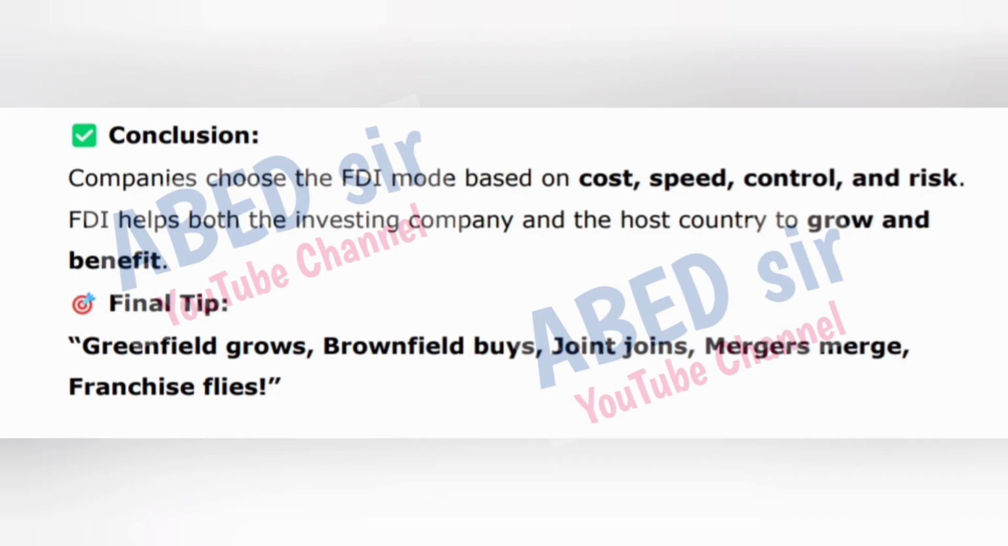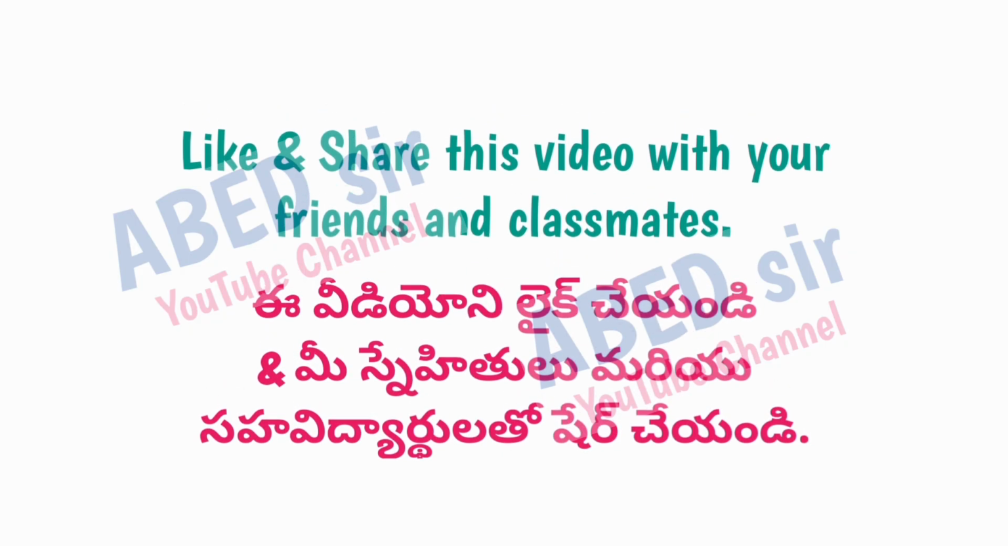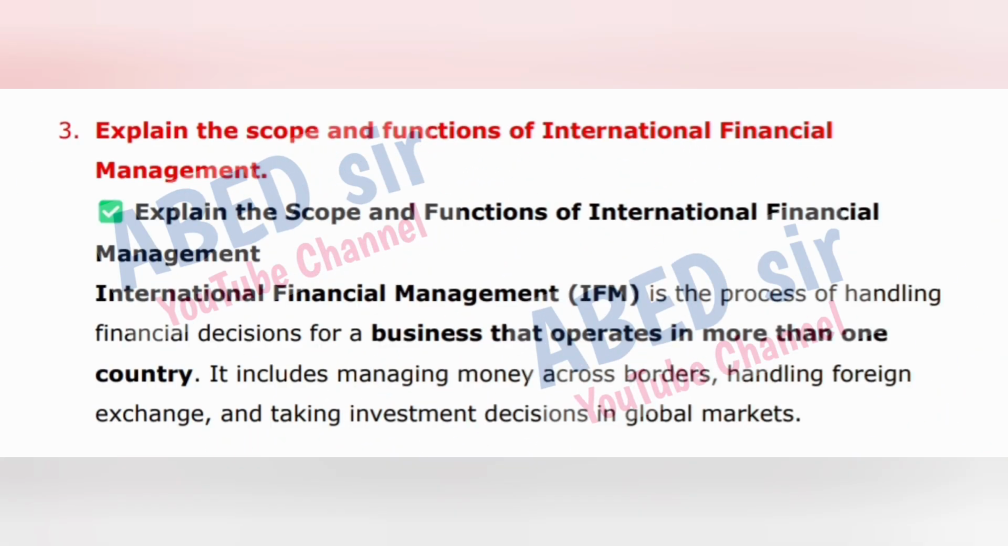Conclusion. Companies choose the FDI mode based on cost, speed, control, and risk. FDI helps both the investing company and the host country to grow and benefit. Final tip: greenfield grows, brownfield buys, joint joins, mergers merge, franchise flies. Next important long question is: 3.